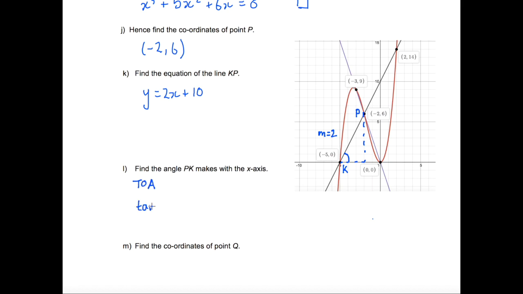Thinking of SOHCAHTOA, tan of some angle is equal to the opposite side divided by the adjacent side. So tan of the angle we're interested in is this divided by this, opposite over adjacent, which is just 2. So theta is equal to tan inverse of 2, and that's equal to 63.4 degrees.